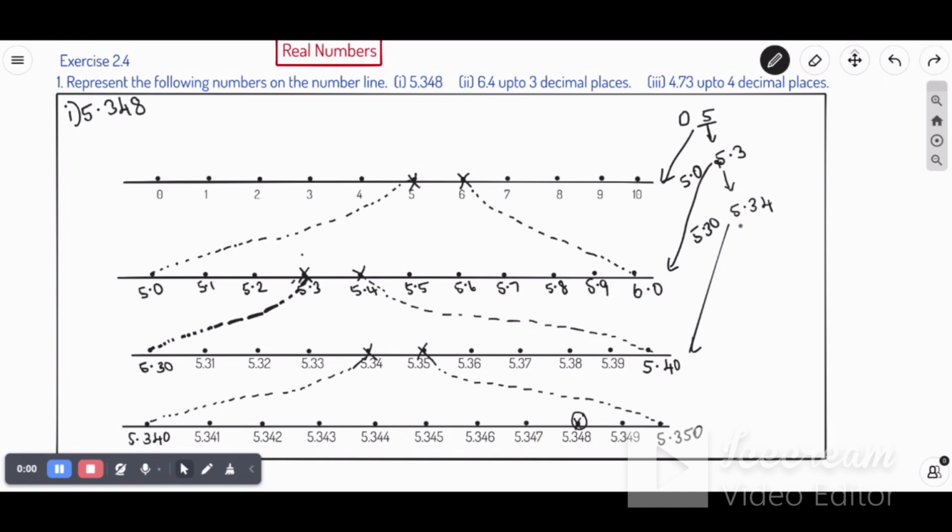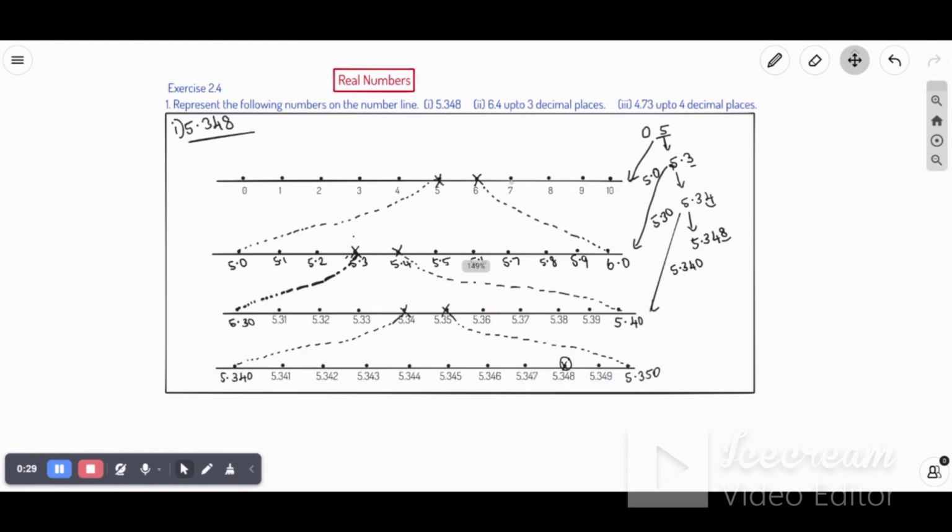Then you have to put your next number, 5.348. So here what should you start with? For 5.34, the last digit alone, put it as 0. Since we have only one digit, put it as 0. This digit, put it as 0 and start. This digit, put it as 0 and start. So this is how you can draw the number line and finally come to your answer 5.348 on the number line. Hope you understood this question.